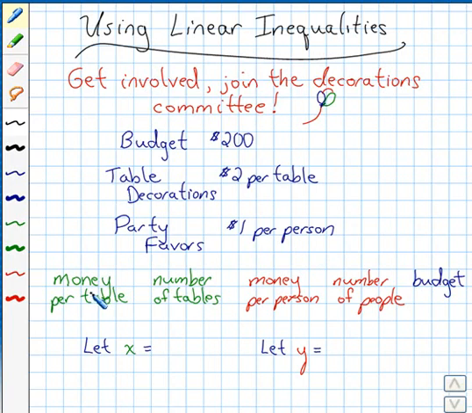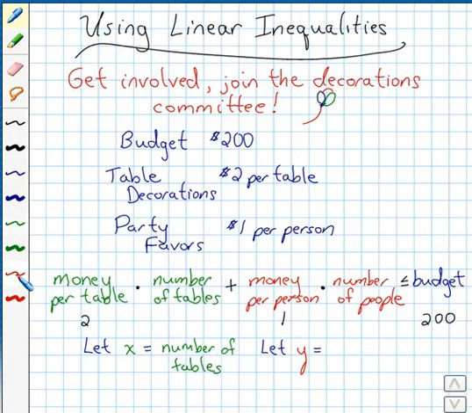Now keep in mind there's a direct relationship between the money per table and the number of tables. That would be a multiplication relationship. Same thing with the money per person and the number of people. And we're going to combine those total expenses. And remember, we want to stay within a budget, so we have to be less than or equal to that budget amount of $200. So keep in mind the money per table is $2 and the money per person is $1. So let's go ahead and let X represent the number of tables.